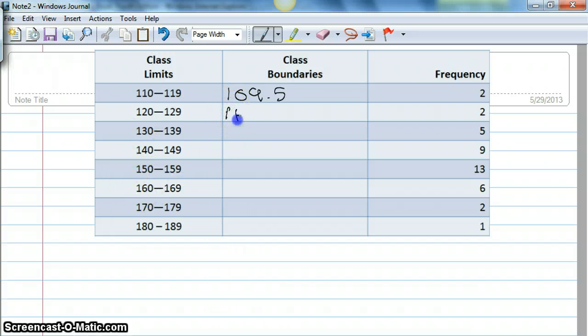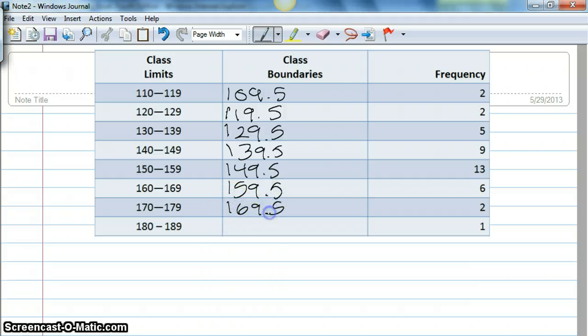So 119.5, 129.5, 139.5, 149.5, 159.5, 169.5, and 179.5. Now we have what we call the lower class boundaries for each of our classes.